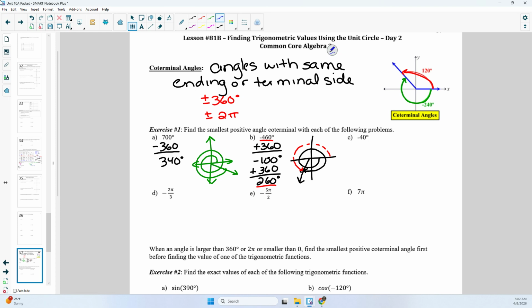So this one is negative 40. I do have a pretty good feeling of where that is, but that is coterminal with 320. And then when we move down to radians, instead of adding or subtracting 360 degrees, we want to add or subtract 2 pi. So this is going to involve LCDs. So I'm going to add on 2 pi. So this is negative 2 pi over 3, getting an LCD, I have 6 pi over 3, so I get 4 pi over 3.